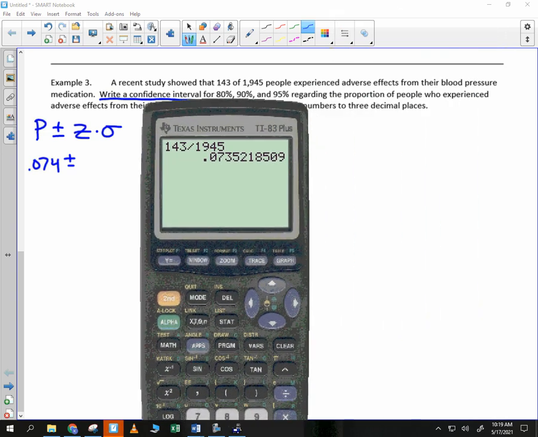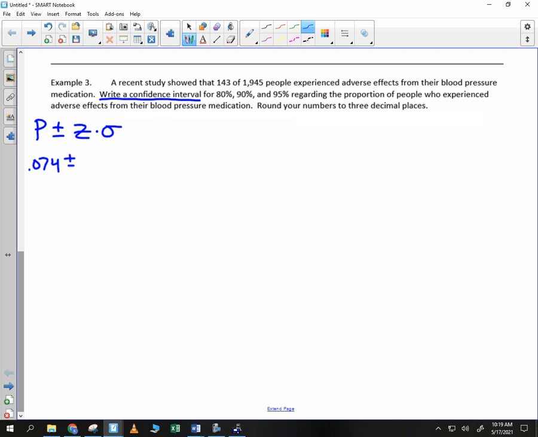I need 3 of them. So I need an 80, I need a 90, and I need a 95. If I'm doing 80, what's over here and what's over here? 10 and 10, so what is this mark right there? 90. Can somebody tell me the Z-score for 90?